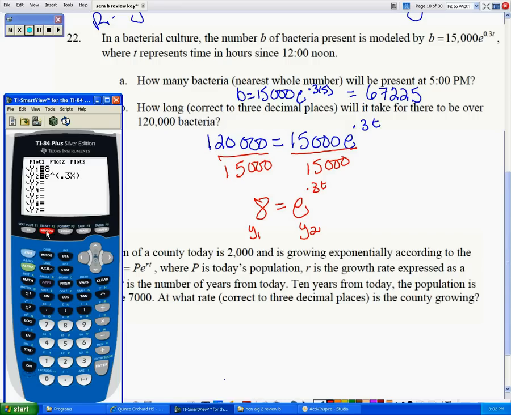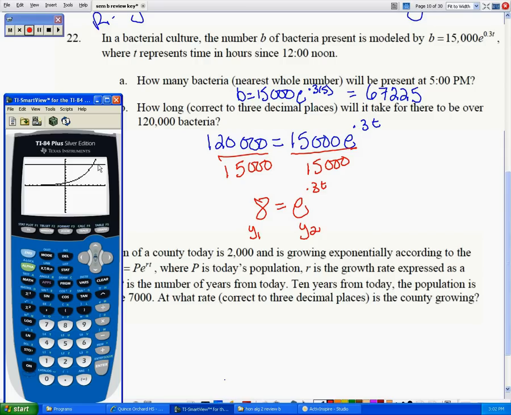So I'm going to set my window. Time can't be negative, which is our x, so I'm going to look from 0. Oh, well, actually, in this case, it could, because noon is in the middle of the day. It's not midnight. It's actually bacteria that can't be negative. Excuse me. So I will do a normal window now from negative 10 to 10, so I don't have to put all those numbers in individually. So I'm going to do zoom 6. So there's my 8.